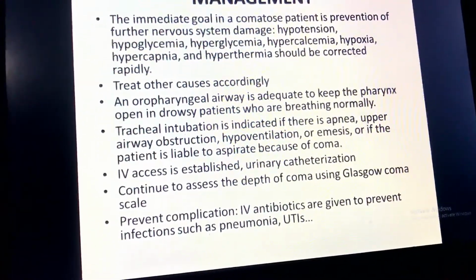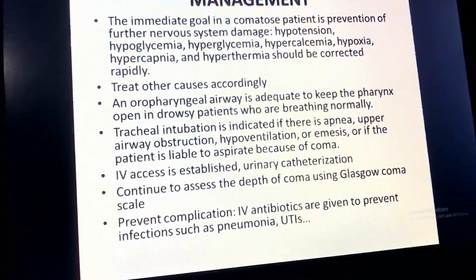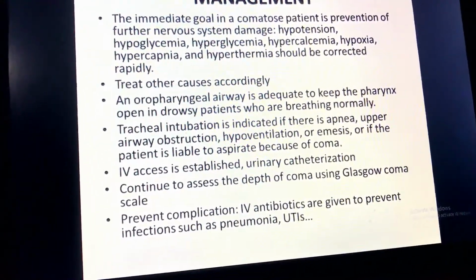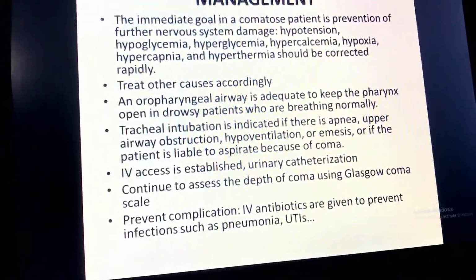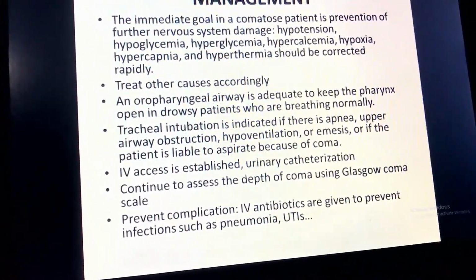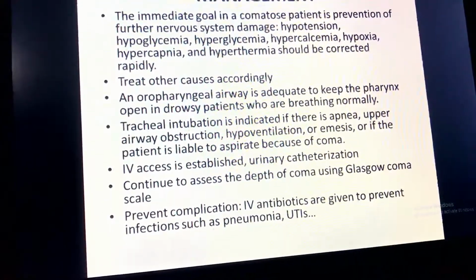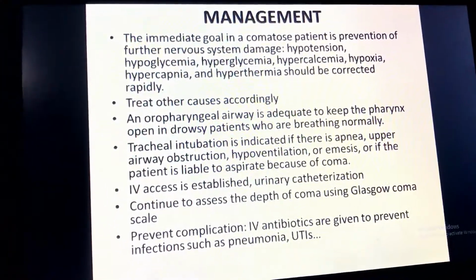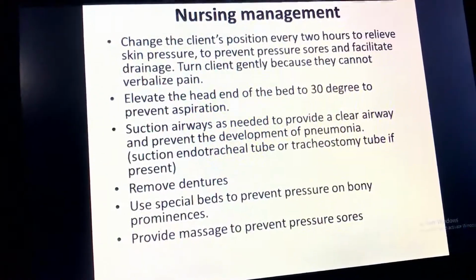IV access is established. Urinary catheterization also. Continue to assess the depth of coma using the Glasgow Coma Scale. Prevent complications, and IV antibiotics are given to prevent infections such as pneumonia, UTIs, and others. Now, this is the management of the coma. Maybe if you read, you will understand it very well.